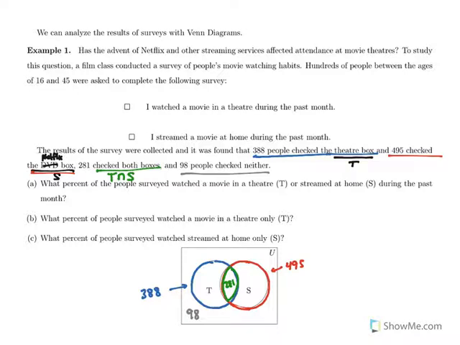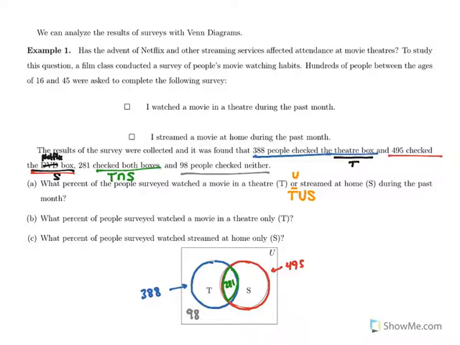So let's think about what questions we're actually asking. We have all these numbers. We kind of labeled them in the picture. Let's talk about what we're actually looking for. So part A says, what percent of the people surveyed watched a movie in a theater or streamed at home during the past month? So we are looking for T, and then the or is our union. So T union S. Either or. We're trying to find something about T union S.